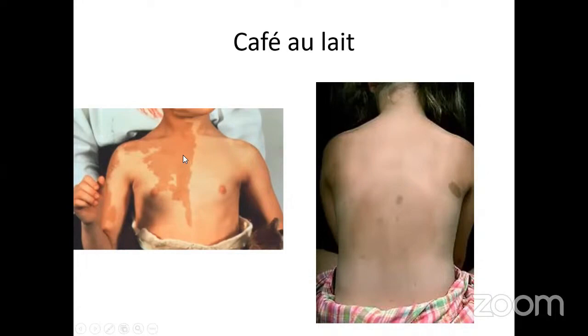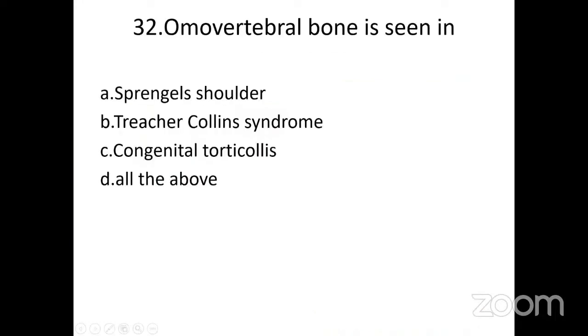That means it looks like the coast of Maine in United States. Here also, this looks like the coast of California in the US. So remember, coast of California is very smooth, and it is seen in neurofibromatosis, and Maine is seen in fibrous dysplasia.